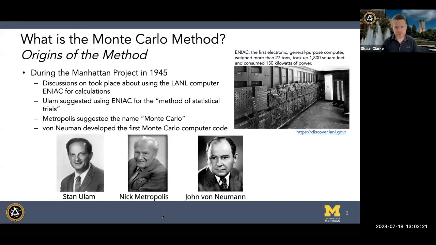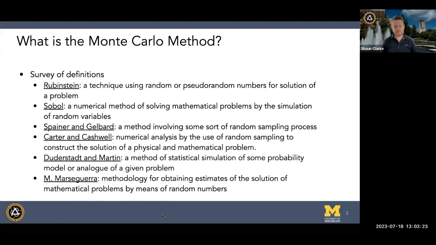But what is the Monte Carlo method at its essence? In fact, it's quite difficult to find a definition of Monte Carlo. If you Google it or try and look it up, you'll get a bunch of subtly different definitions, and there's several here listed on the slide. I'm not going to read through them all, but you can scan them visually and see some of the common themes popping out. These themes of random numbers or mathematical problems, numerical analysis, things like that.